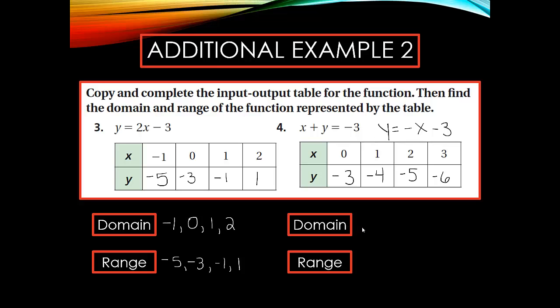Now I'm going to use my table to write down my domain and range. My domain would be the x values. So I have 0, 1, 2, and 3. And the range would be my y values. So negative 3, negative 4, negative 5, and negative 6.